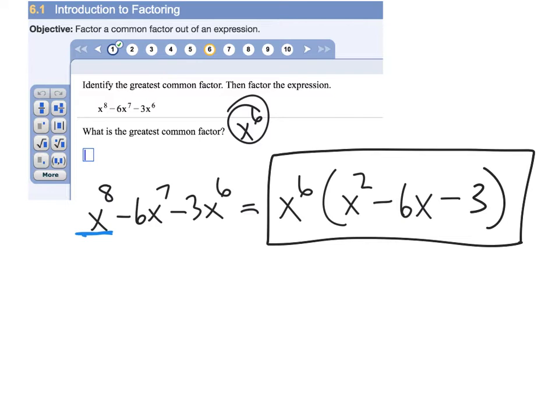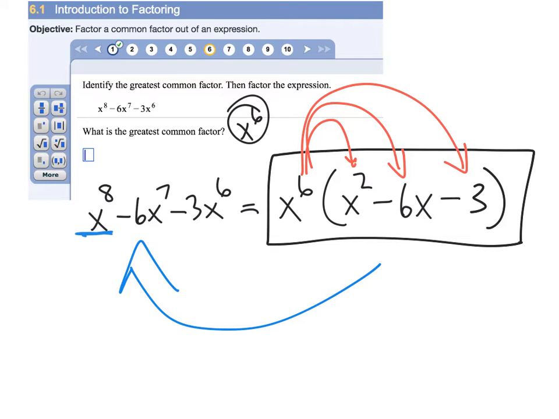Now, how can I check it? I could multiply. I could use the distributive property. And sure enough, I would end up back where we started from if I use the distributive property. So that's how I could check if I'm right.